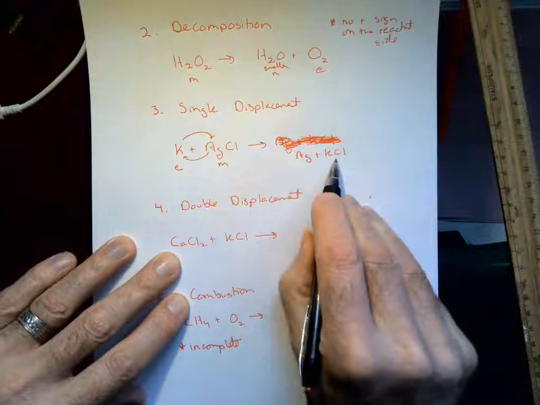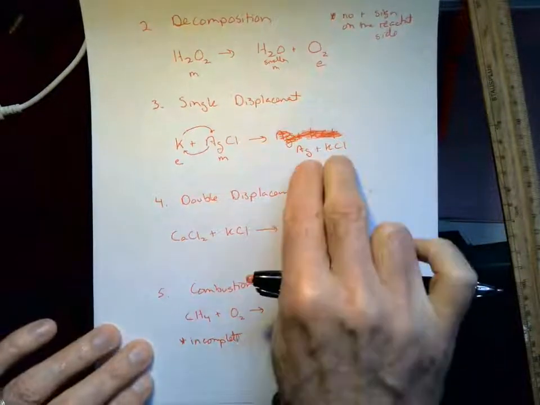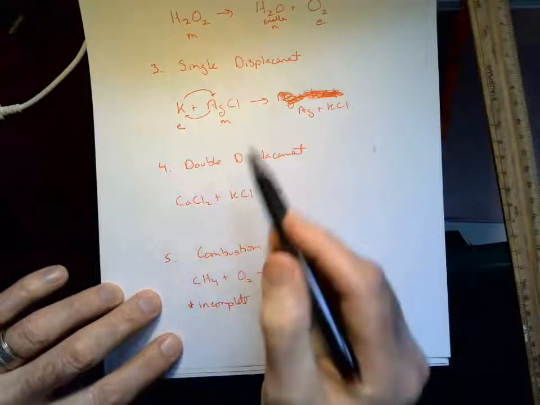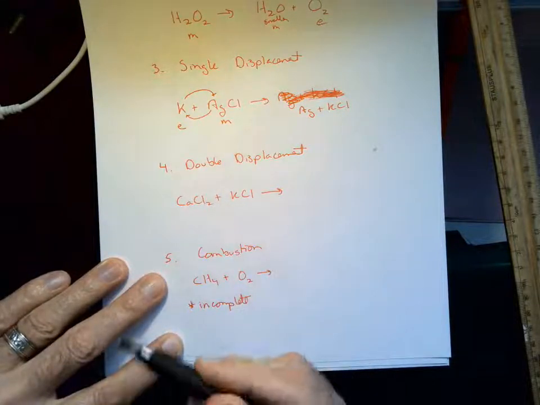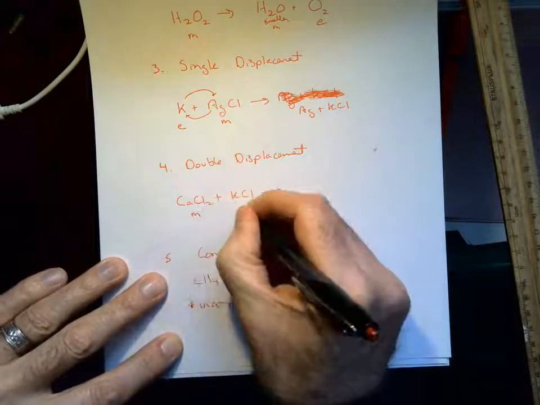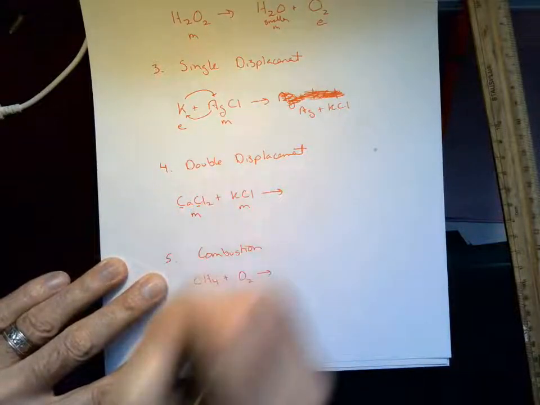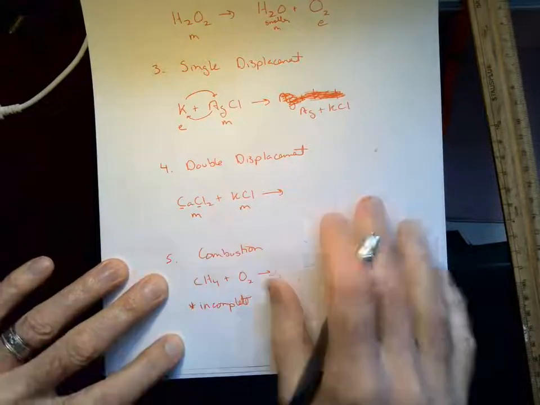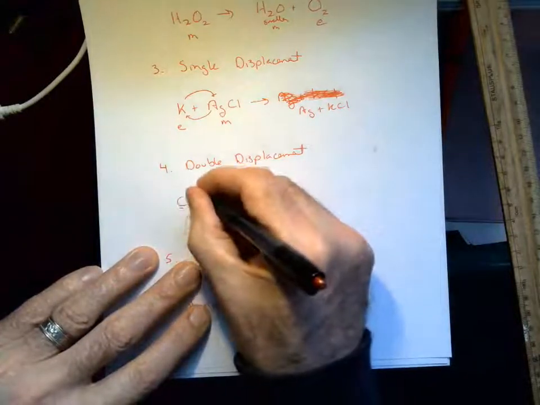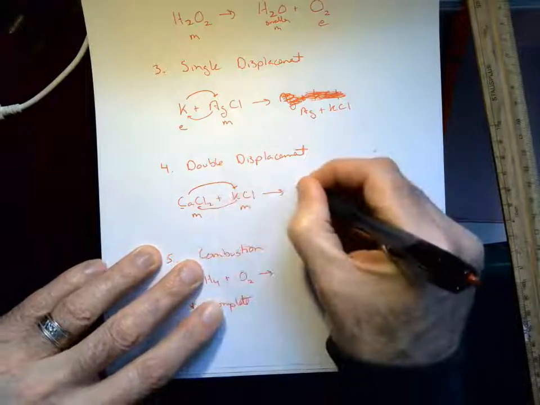Now, sometimes students ask me, does it matter which one you write first? No, it doesn't. You can switch the orders here. The difference between a single displacement and a double displacement is that a double displacement involves a molecule and a molecule. Remember how we can tell a molecule? It's got more than one type of capital letter in it. What happens here is they switch partners. So the 2 metals are switching places.